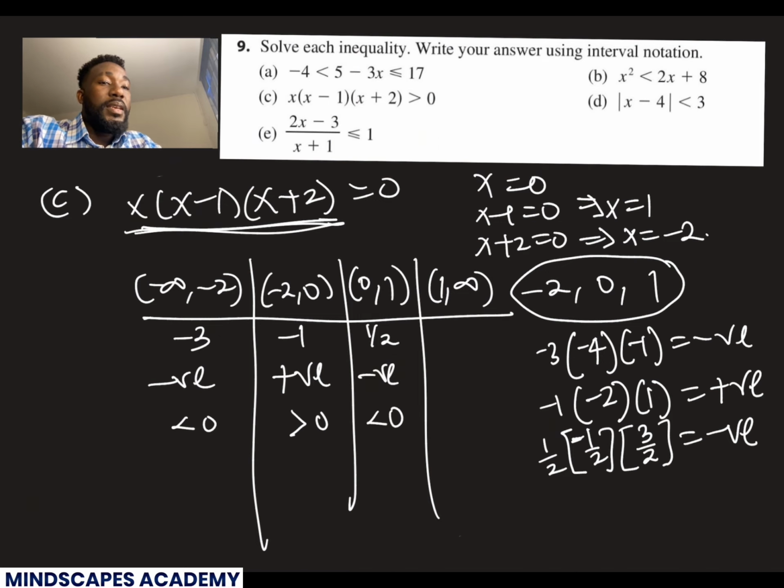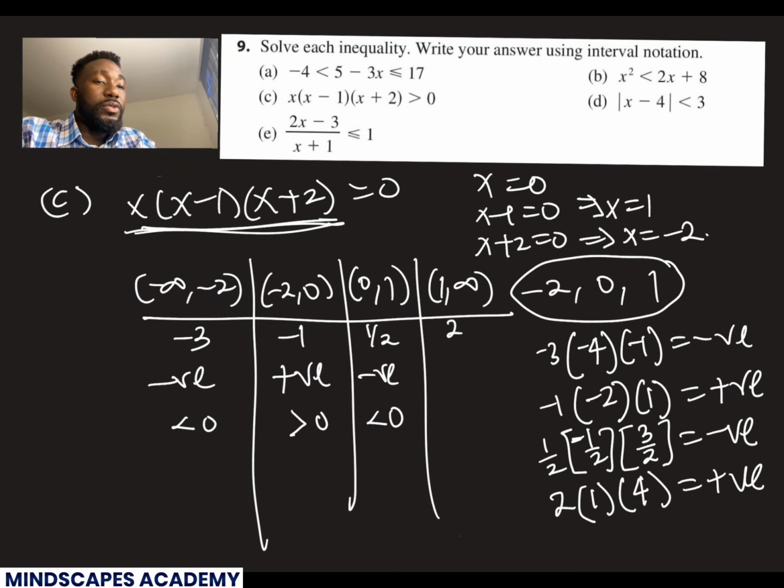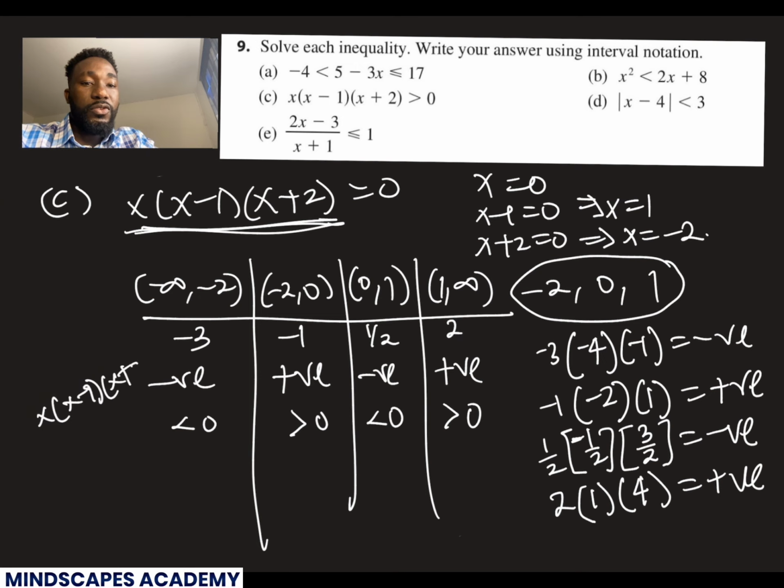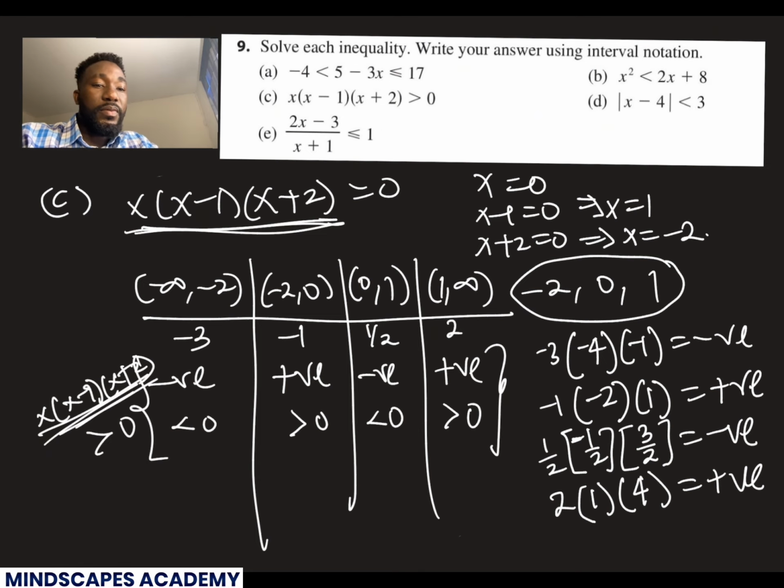Now, between 1 and infinity, what do we choose? We can choose 2. So x is 2. 2 minus 1 is 1. 2 plus 2 is 4. And this is positive. So we chose 2 and this is positive. So now, remember all these that we did is for x, x minus 1, x plus 2. That's what we did for all of this. And what do we need? We need this to be greater than 0, which is this and this.